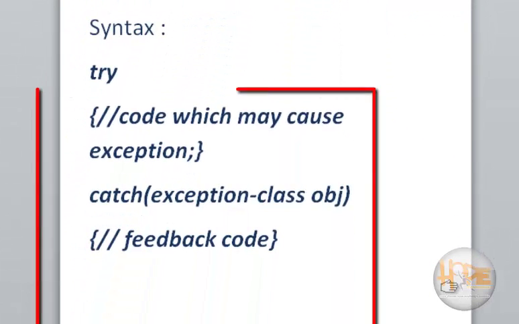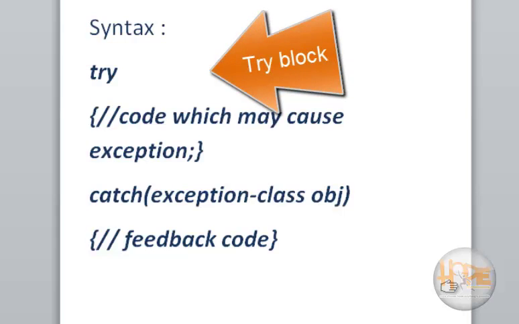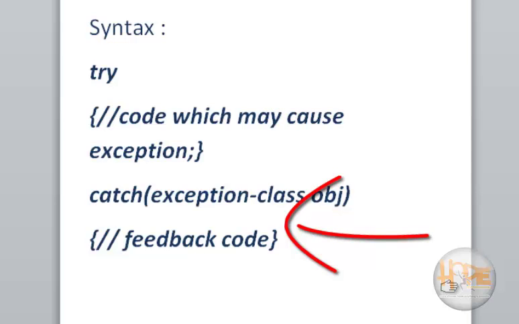Here is the syntax of the try and catch block. In the try block, there is code which may cause an exception. Catch takes a parameter of exception class and object. In its body, there is feedback code if any exception occurs. To clarify your idea about the try and catch block, let's take a look at an example.